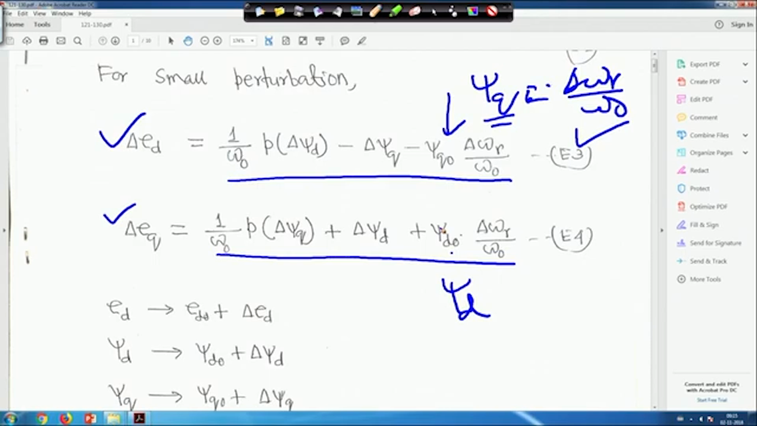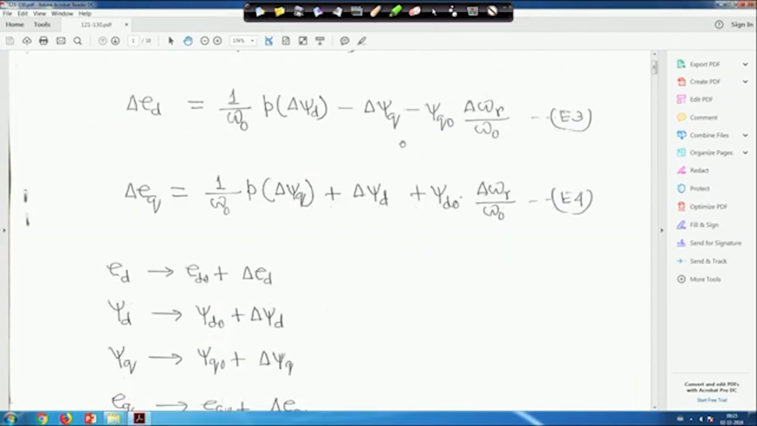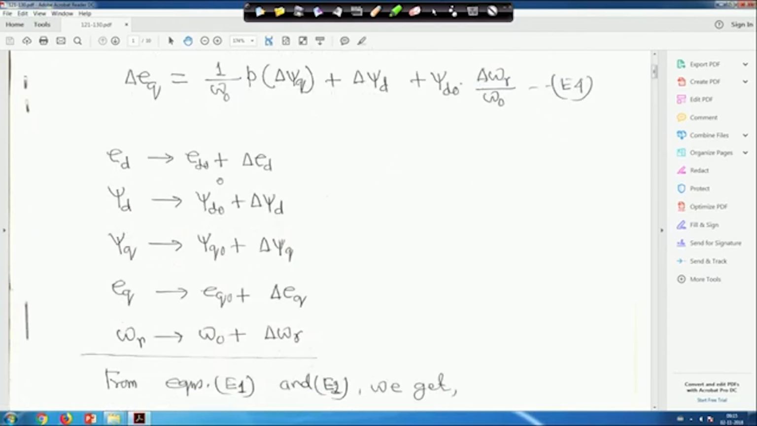Assume that initially it was Ed 0, psi d 0, psi q 0, eq 0 and omega 0. Now it has been perturbed. Now Ed will become Ed 0 plus delta Ed, psi d will become psi d 0 plus delta psi d. Similarly, psi q will become psi q 0 plus delta psi q, eq 0 plus delta eq, and omega 0 plus delta omega r.